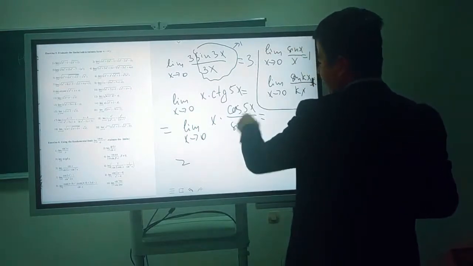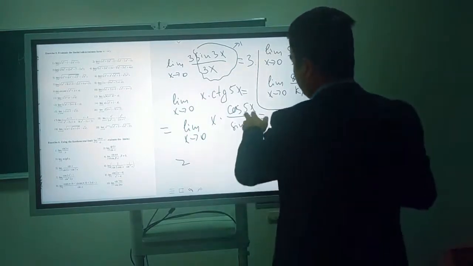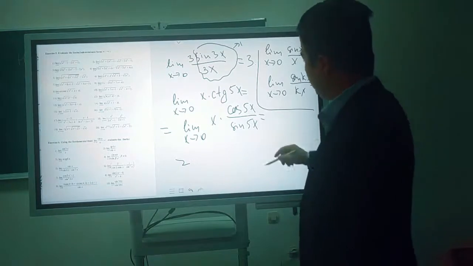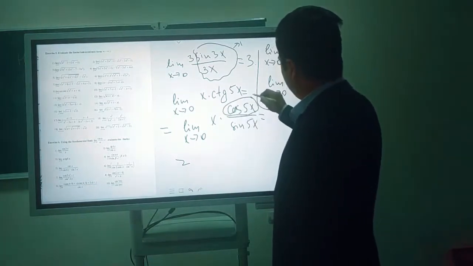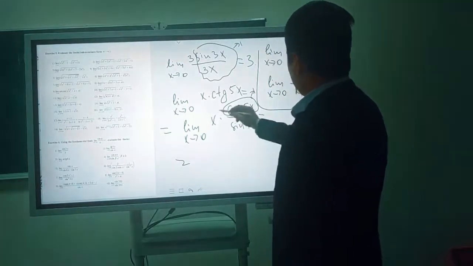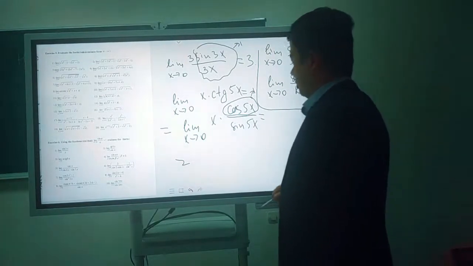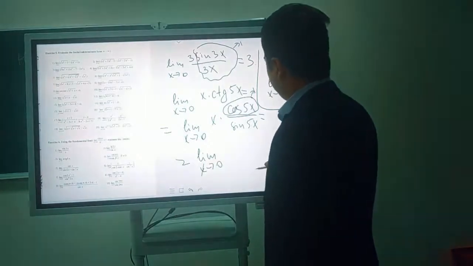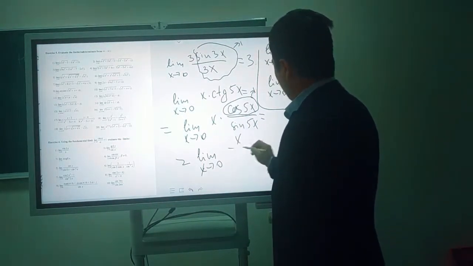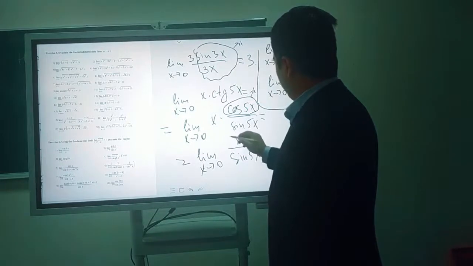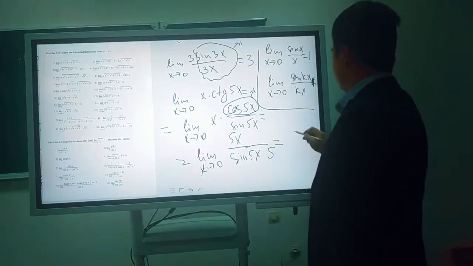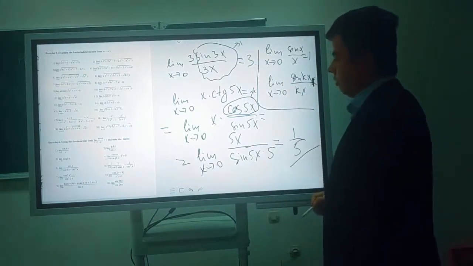And now, what do we get here? When x tends to 0, 5x tends to 0, so cosine 5x tends to cosine 0, and this is 1. And now we have this one, x over sine 5x. So there is no difference. Here we have limit x tends to 0 of x over sine 5x. One more time doing the same work as previous one. Times 5 over 5. And then we have just 1 over 5.